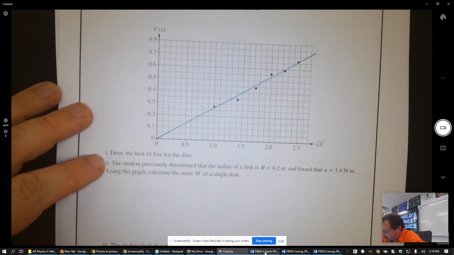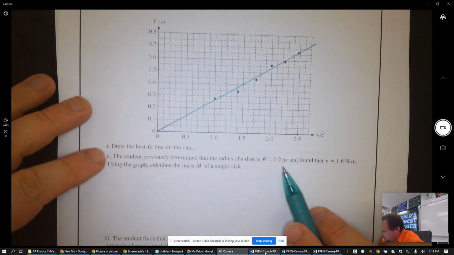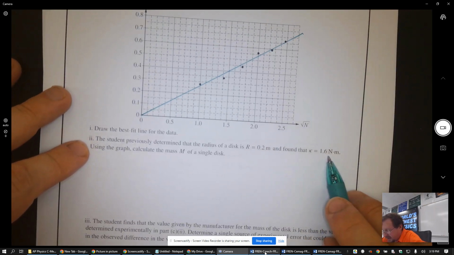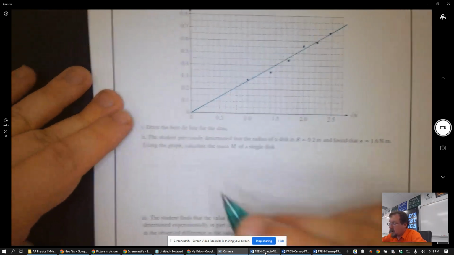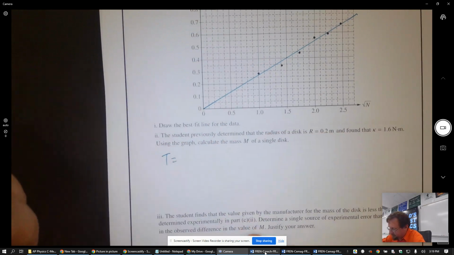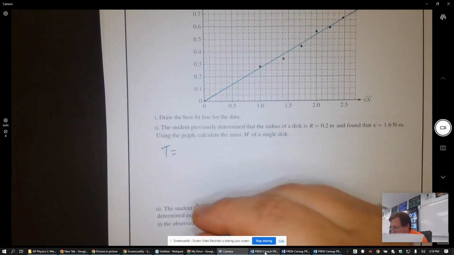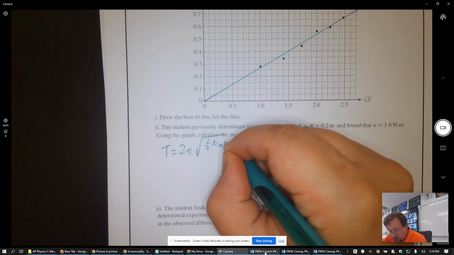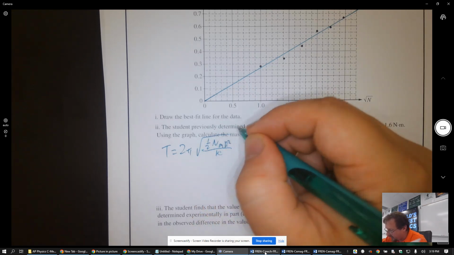The student previously determined that the radius of the disk was that. Okay, my disk has a much bigger radius. It found that the K is that. Using the graph, calculate the mass M of a single disk. Okay, so period equals, what was that? 2 pi radical 1/2 N mr squared over the little kappa K constant.